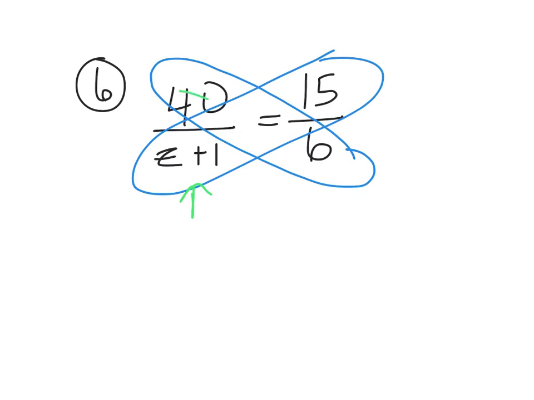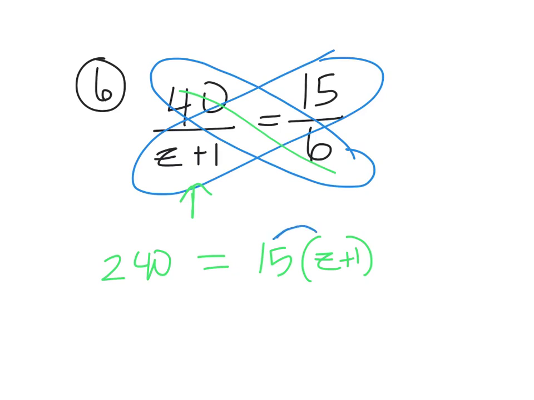So first of all, what's 40 times 6? 240. So then I do 15 times z plus 1. Put it in parentheses. So there's a little bit more solving to this. So now I need to distribute. What's 15 times z and then 15 times 1? 15z. And then plus 15.